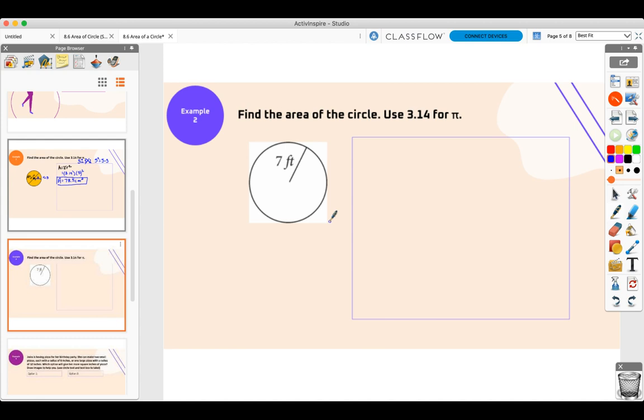How about you pause the video and you try this one on your own. All right, welcome back. So area is equal to pi r squared. Our radius is given to us, which is 7. So that's going to be 3.14 times 7 squared. It's going to be 49 times 3.14. And that is 153.86 feet squared.